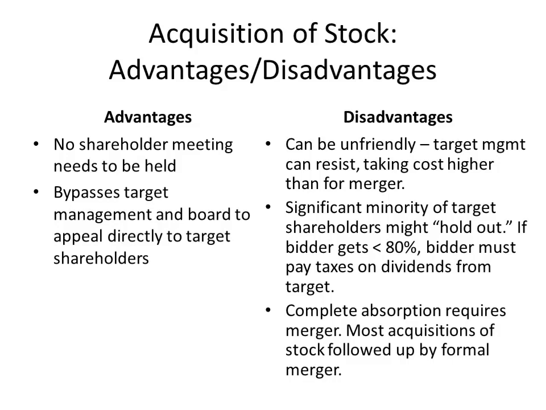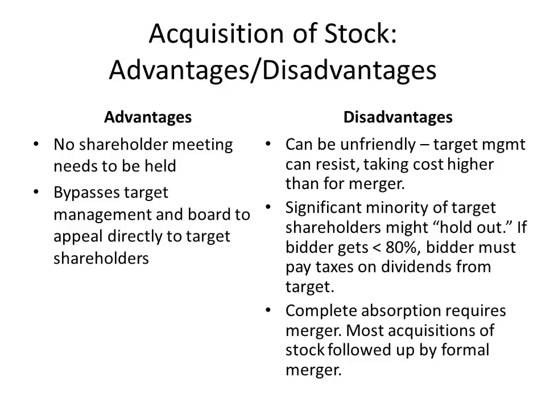So what are the disadvantages? Well, your book says it can be unfriendly, which I think is really funny. It's kind of an understatement. In fact, we call an acquisition of stock a hostile takeover. Target management can resist, and that can take the cost higher than for a merger. If you can get target management to agree to not resist, and this whole thing happens via a friendly vote of the shareholders, then the cost can be fairly reasonable.